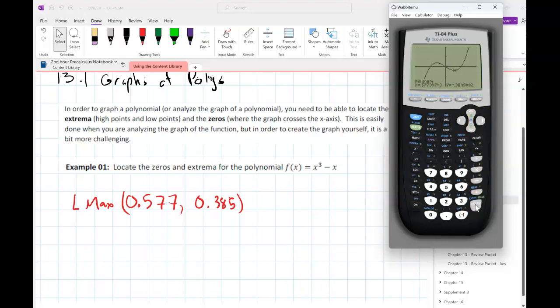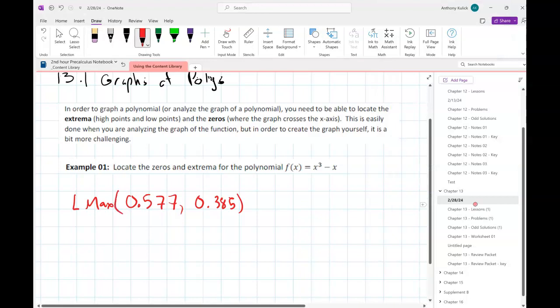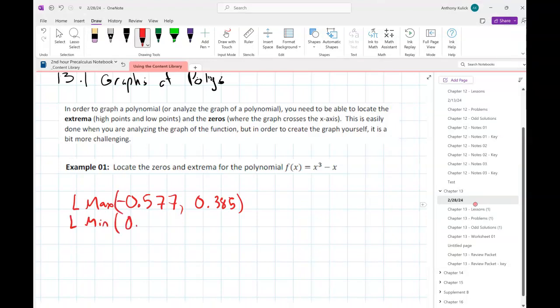So that's positive 0.577 and negative 385. Oops, I forgot the negative sign over here, huh? Make sure you update that. Everybody's cool there?